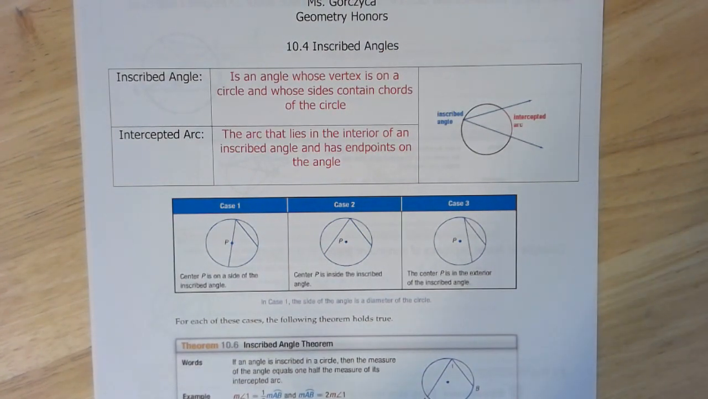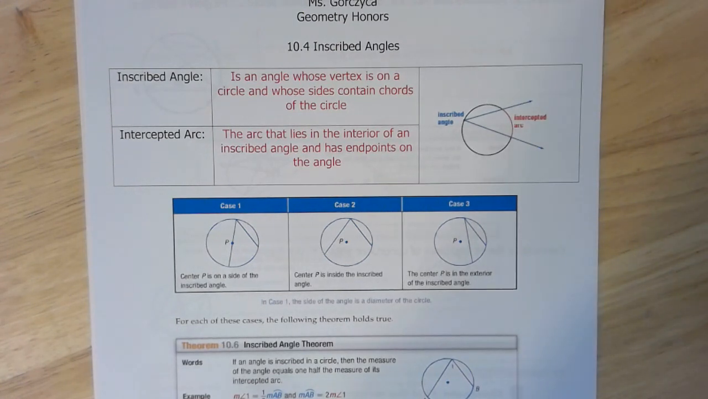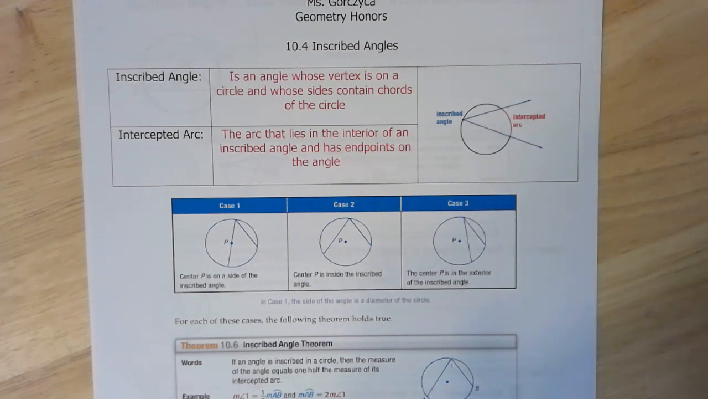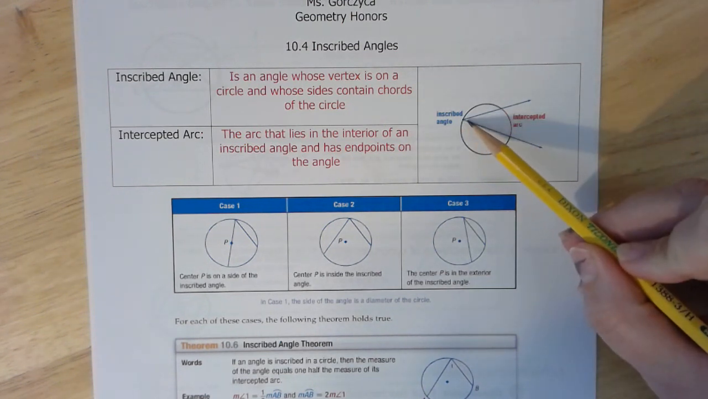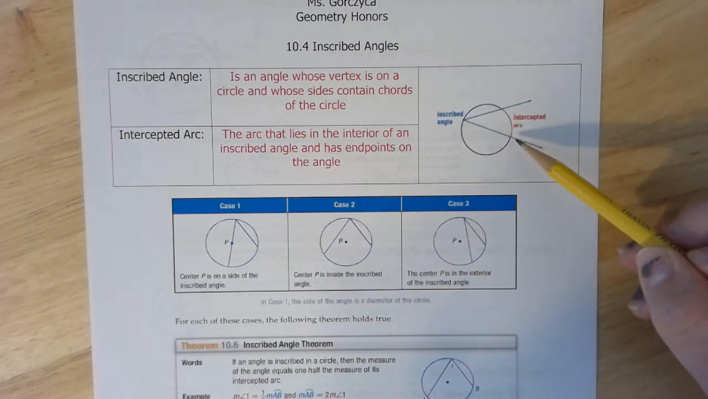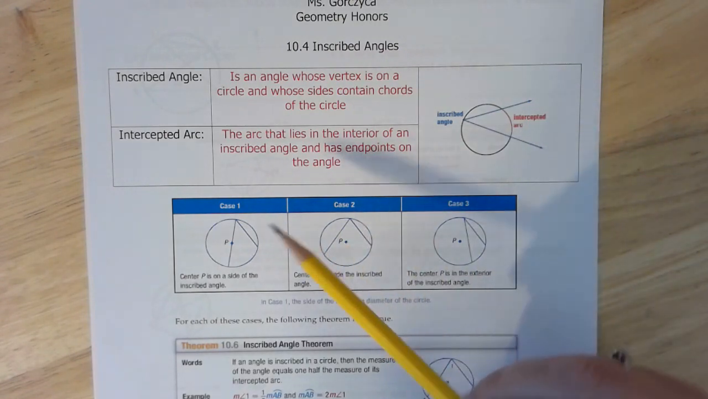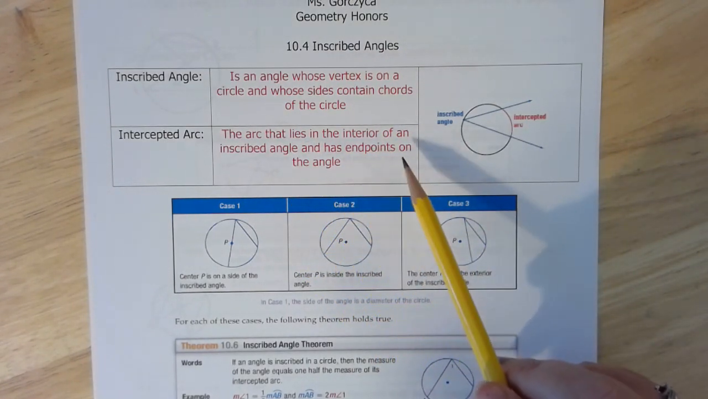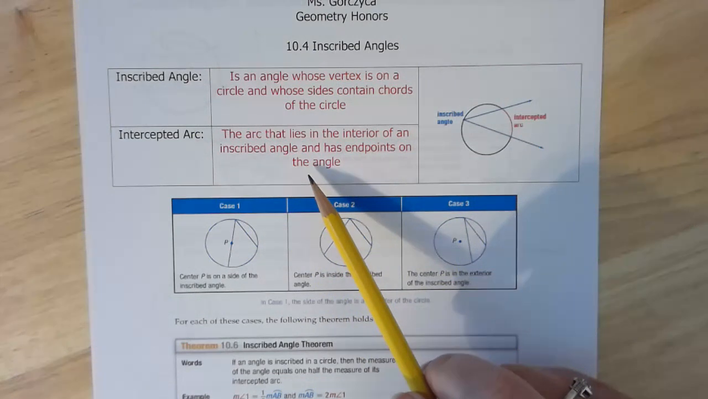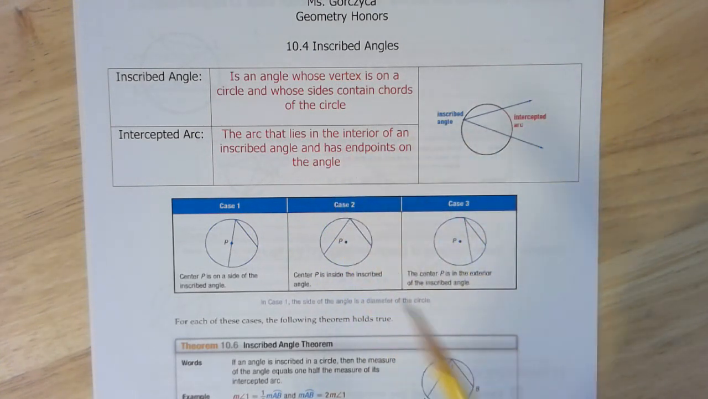Okay, so today we're going to learn about inscribed angles. An inscribed angle is an angle whose vertex is on the circle and whose sides contain chords of our circle. Okay, so here's a picture. This is your inscribed angle. This is your inscribed arc. An inscribed arc is the arc that lies in the interior of an inscribed angle and has endpoints on the angle.